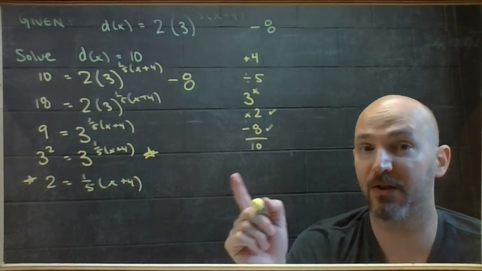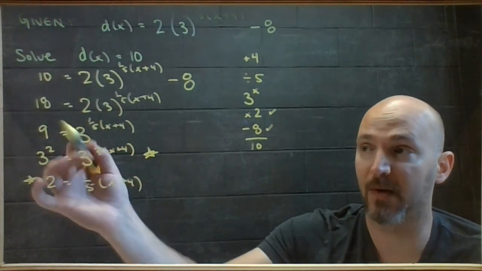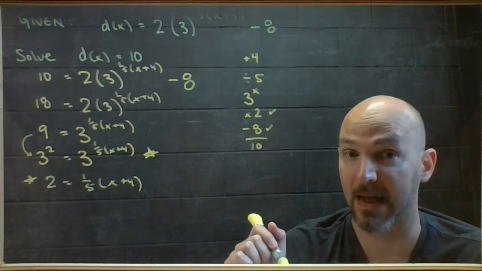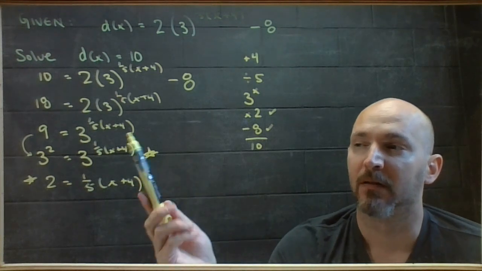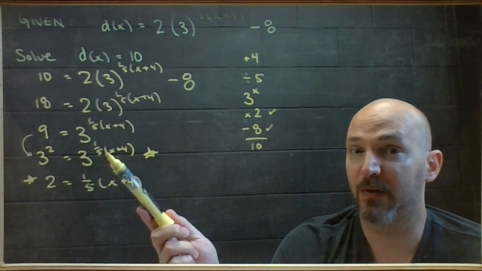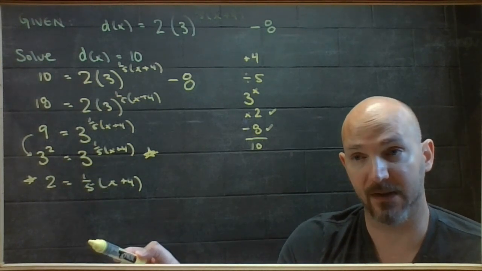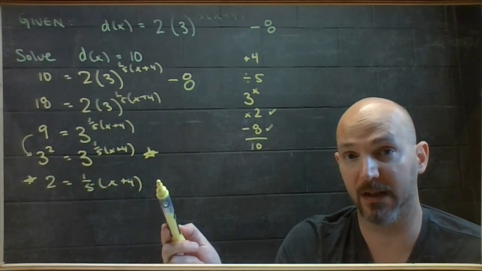Now, all you had to do to get from here to here was recognize that 9 could be written as 3 squared. I changed the base. So as long as you can do that, you can kind of get away with this trick. I'm going to finish the question, I'm going to get an answer, and then I'll go back and show you the log base 3 way.